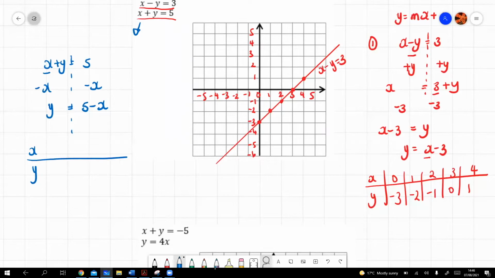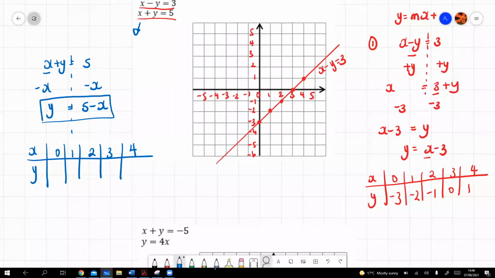x and y, again, just do the same: 0, 1, 2, 3, 4. Okay, when x is 0, what's y? So this is what I'm looking at. I've got to do 5 minus x to get y. So 5 minus 0 is 5, 5 minus 1 is 4, 5 minus 2 is 3.